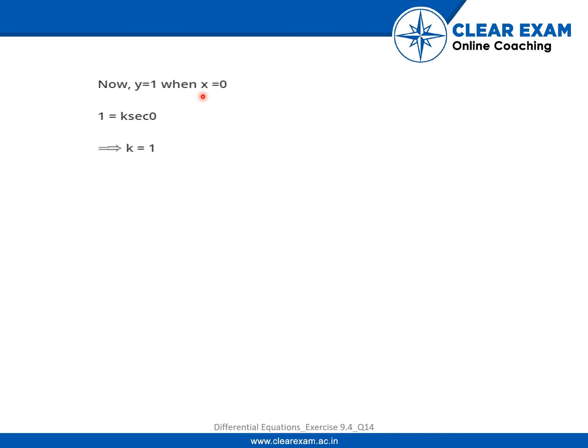Now we put y = 1 and x = 0. So 1 = k times sec 0. Okay, so we know that sec 0 is 1, right? So k = 1. Putting the value of k, y = sec x.